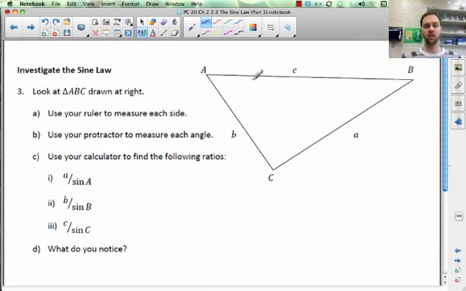Investigate the sine law. Now this investigation is for you to do on your own. You need a ruler and you need a protractor. So hopefully I remembered to lend you one so you could take them home and do this when you watch the video. If I didn't, then you can give me a hard time tomorrow. Or try to find a ruler and a protractor at home to go through this activity.